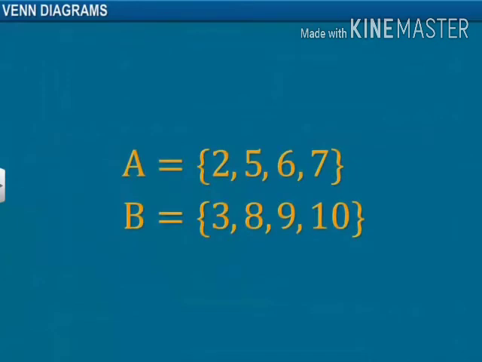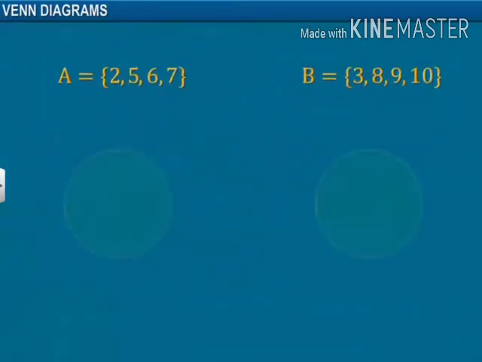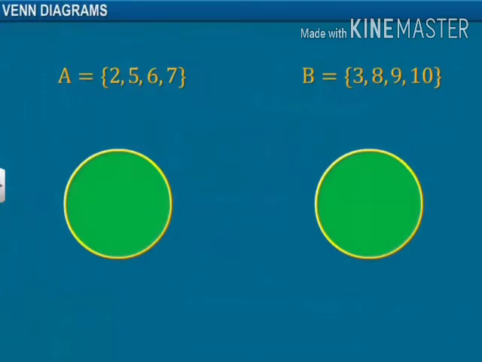We represent each set within a circle. The circle representing A consists of the elements 2, 5, 6, and 7. Each number is represented with a dot, with the respective number written next to it. The circle representing set B consists of the elements 3, 8, 9, and 10.